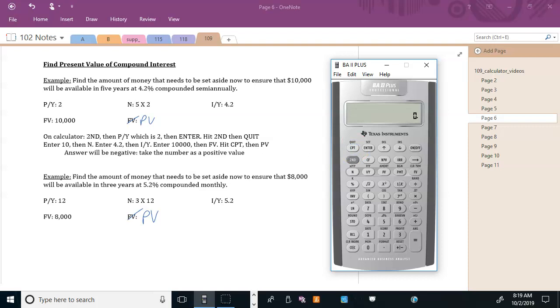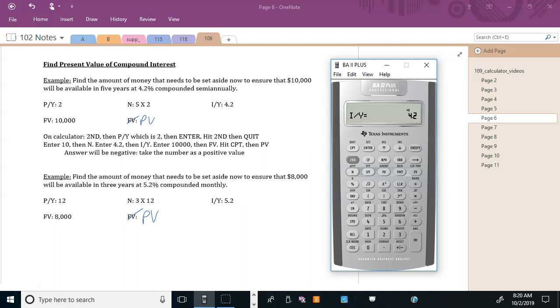Now N is going to act just like pound PD, so it is the number of years times the number of compounding periods. So 5 times 2 is 10. Now this time I hit 10 first, and then I press N. You'll notice N equals appears on the left, and a triangle appears above the number. So that tells me my calculator has saved 10 as N. 4.2 I/Y, that is the interest rate. I don't have to do anything. So just hit 4.2, and then I hit I/Y, and that will save the value.